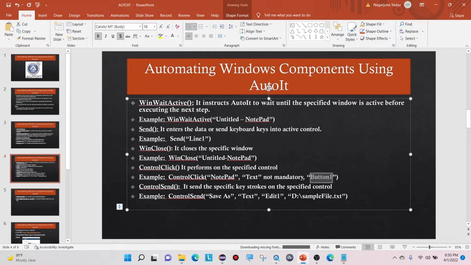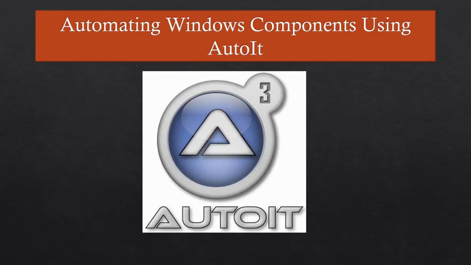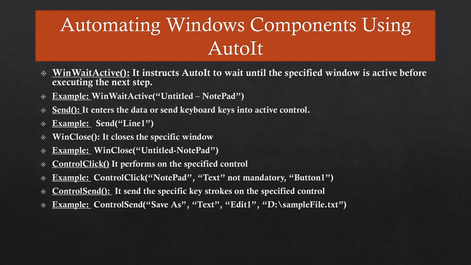ControlSend will send the specific keystrokes to the specified control. It will send some keystrokes, such as if I want to click the save as button. For that I already took the component XPath, and also if I want to click on don't save, I have to mention that component XPath here.